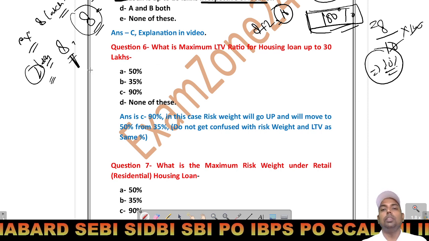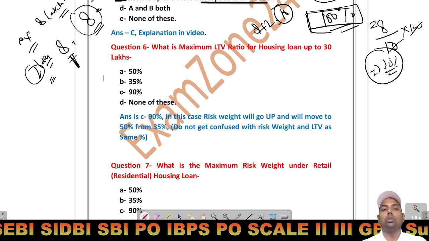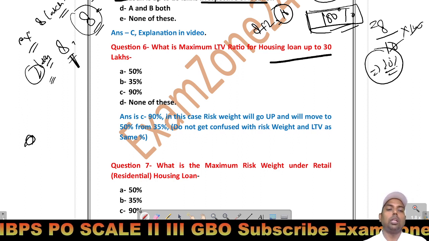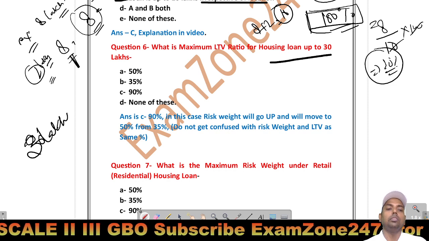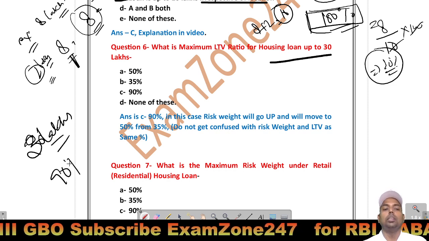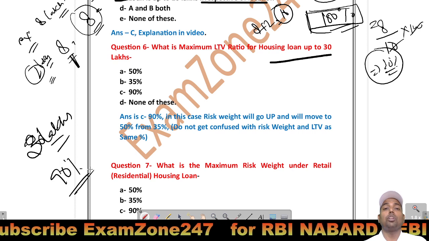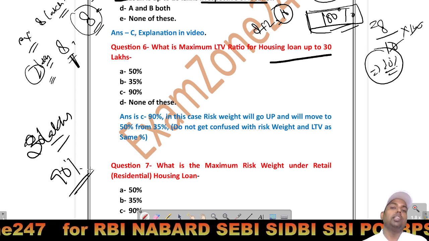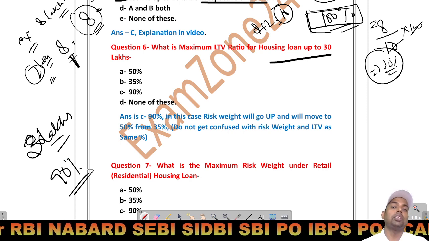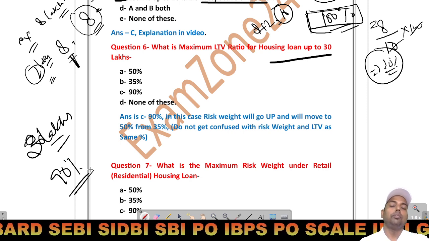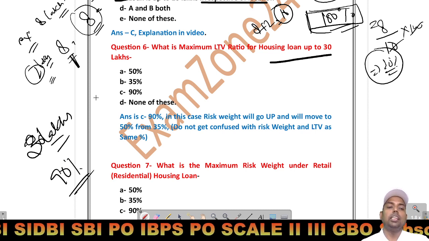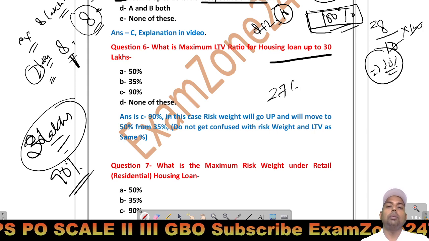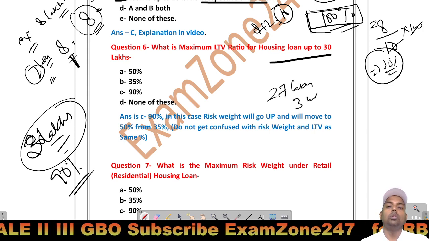What is the maximum LTV ratio for loans up to 30 lakhs? The maximum LTV ratio up to 30 lakhs is 90%. Note that it is not applicable for the bank staff. Bank staff has a very different category. Even for more than 30 lakhs, they give 90% of the cost. So for the bank's own staff it is not like this, but for the individual public, on 30 lakhs, the bank can finance 27 lakhs and 3 lakhs you have to give.